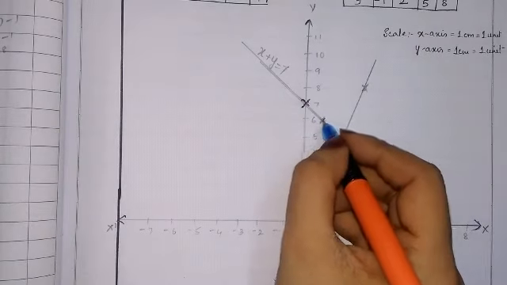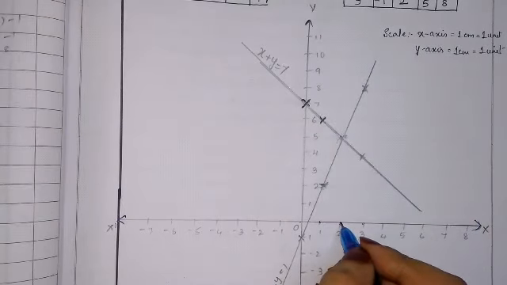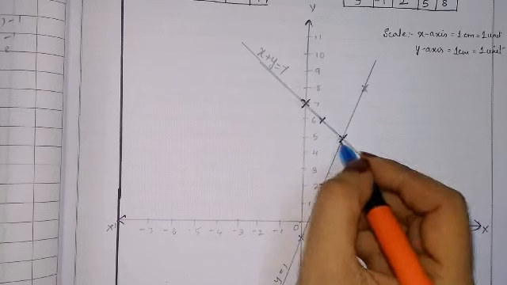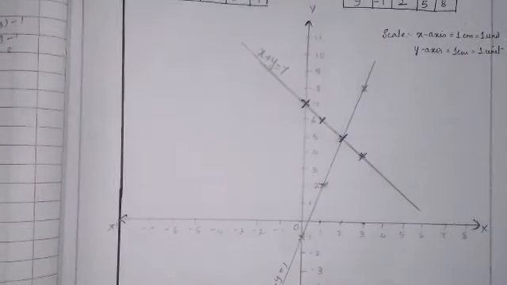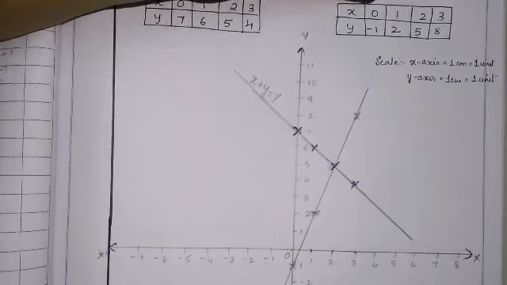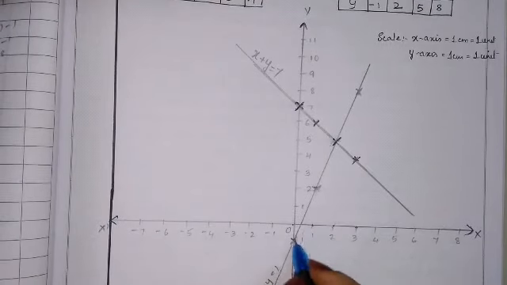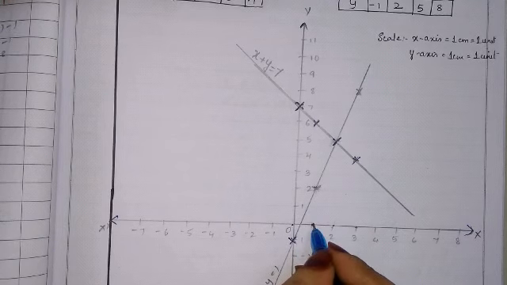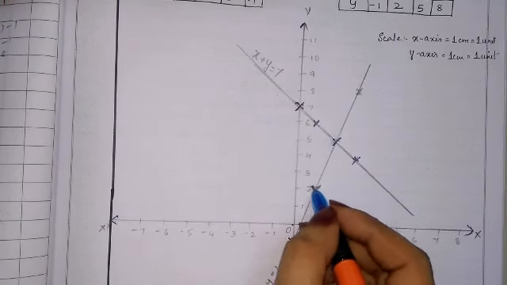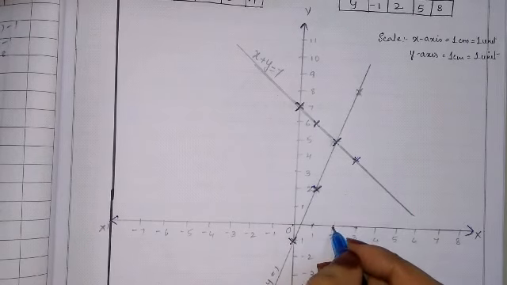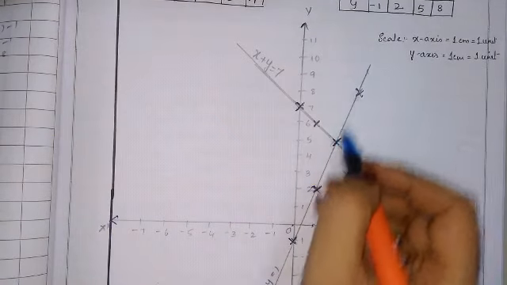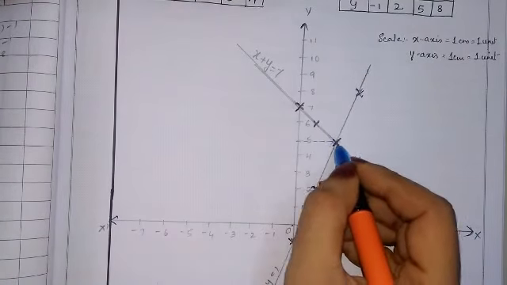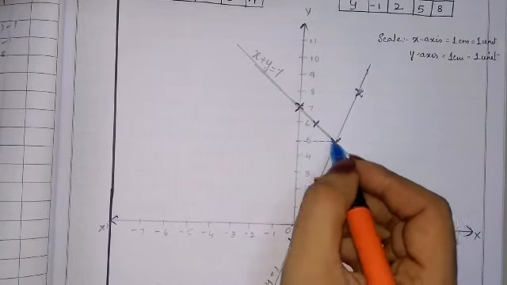X1, Y 6. X2, Y 5. And X3, Y 4. So they have drawn a line here. Next, X0, Y minus 1 below. X1, Y 2. X2, Y 5 and X3, Y 8. So this is again one more line. So the point of intersection is this. Two lines intersect at this point.